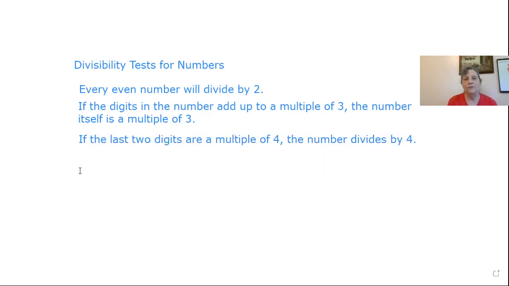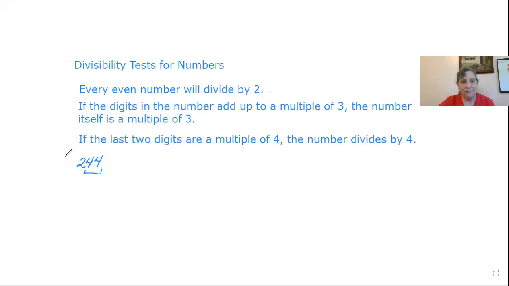There's also a trick for the number 4. If the last 2 digits in the number give you a number that divides by 4, the entire number will divide by 4. This actually works because every multiple of 100 is already a multiple of 4 and 5 and 10. So 240 will divide by 4 because 40 will divide by 4. 244 will divide by 4 because 44 will divide by 4.